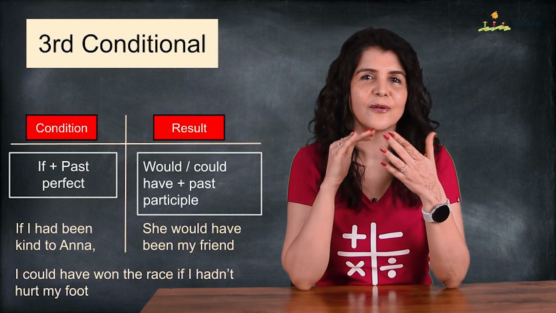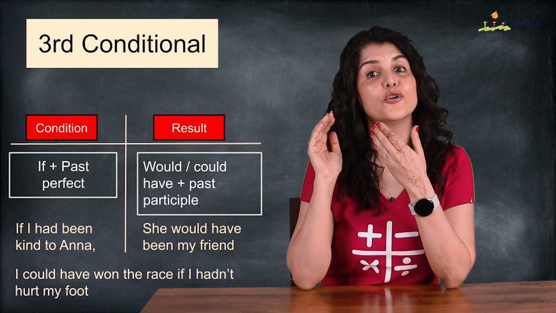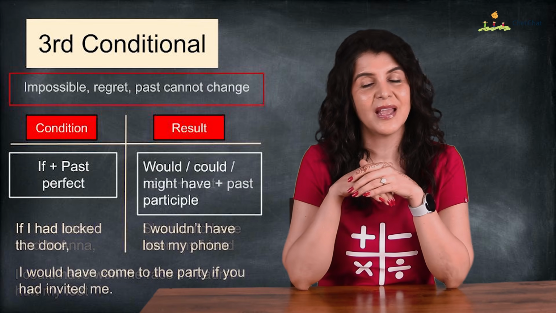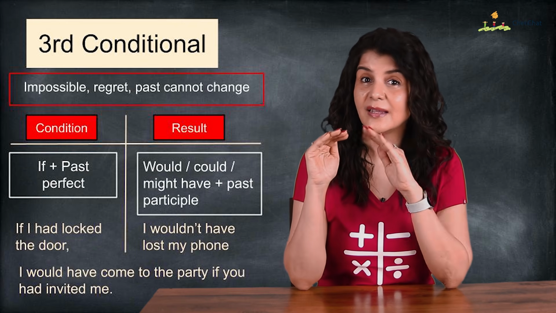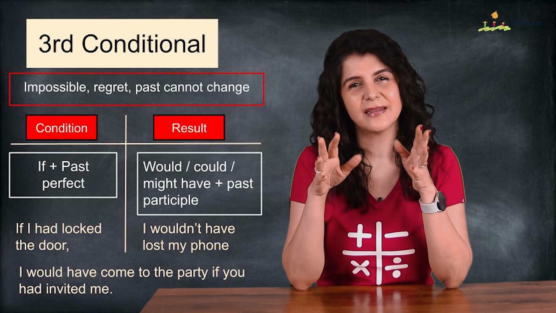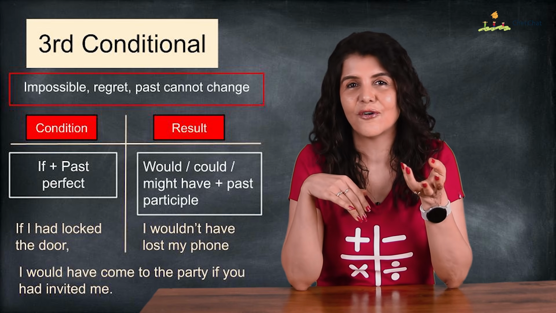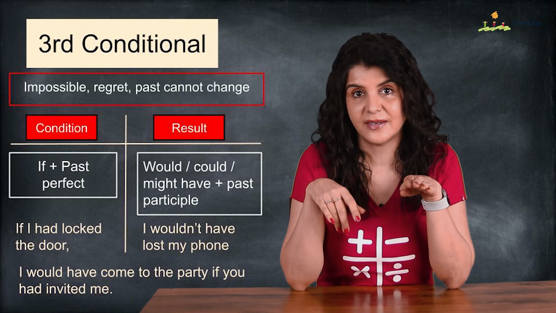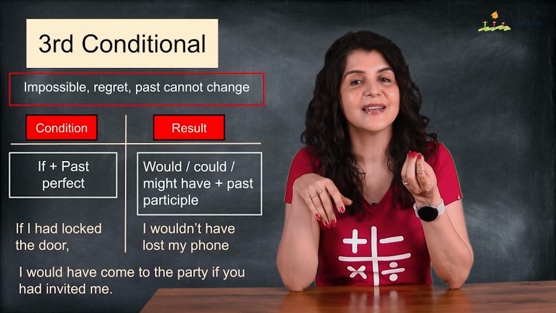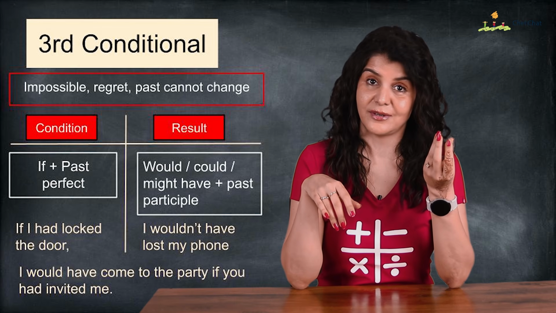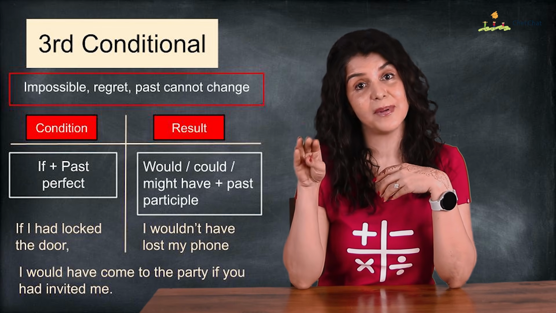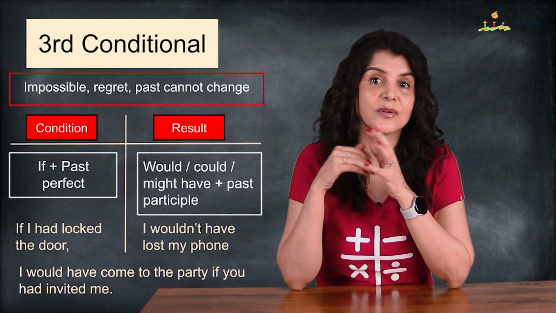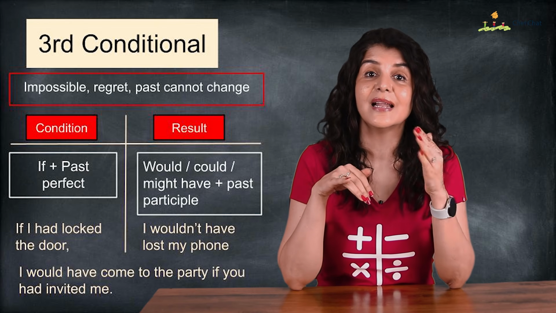And by interchanging the clauses, we get something like, I could have won the race if I hadn't hurt my foot. Now, these are impossible situations in the past, and the person saying them is typically regretting or repenting. Now, this person was not kind to Anna. She is not their friend right now. But they're just repenting that if they were kind to her, she would have been their friend. Also, they did not win the race since their foot was hurt. This is impossible and unreal.